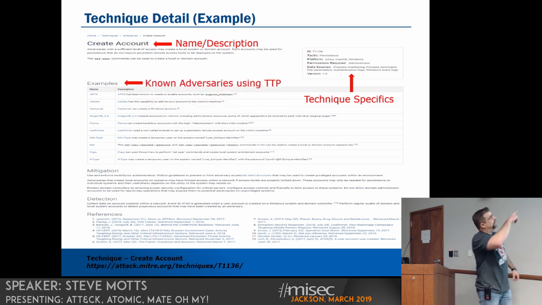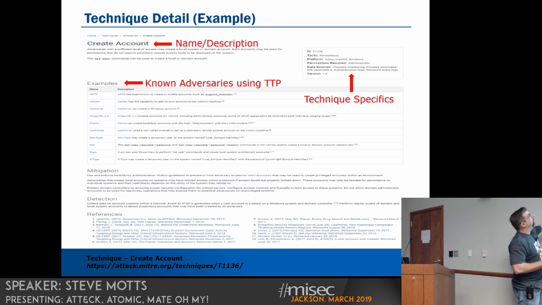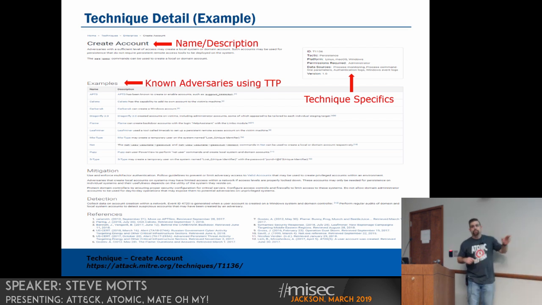The next thing up is the known adversaries using the tactics, techniques, and procedures. What's really cool, and this is on almost every single one of their techniques, is that they give examples of actual real-world adversaries that are using or did use this certain technique.